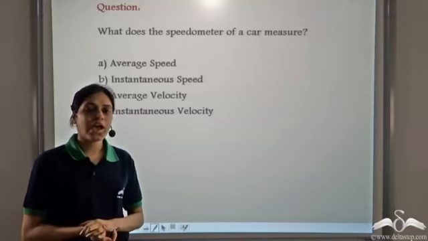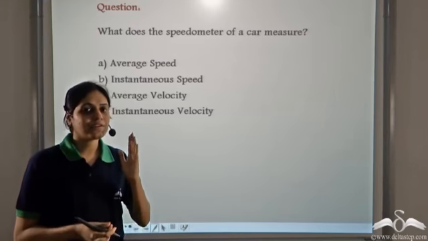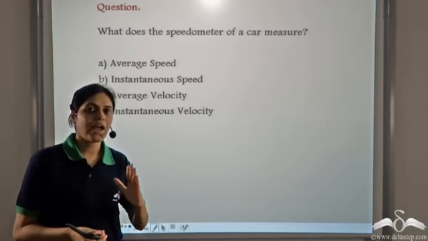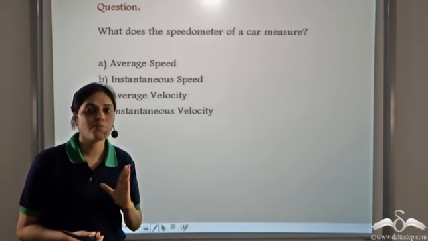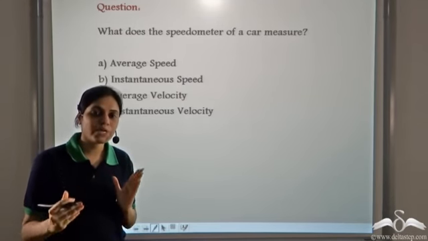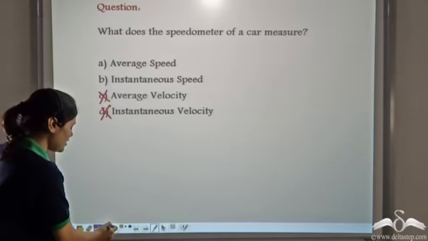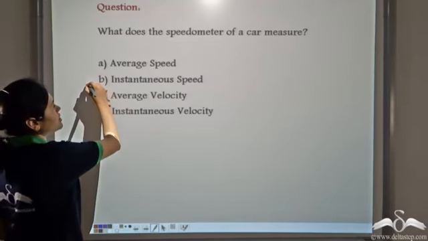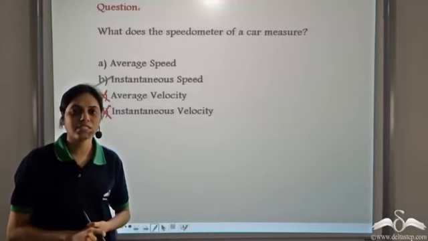So, does it tell you the average speed or instantaneous speed? Well, we see that it keeps on moving and the speed which it shows keeps on changing as the car moves. So, it tells us the speed of a car at different instants of time. Hence, it tells us the instantaneous speed. The speedometer of a car tells us the instantaneous speed.